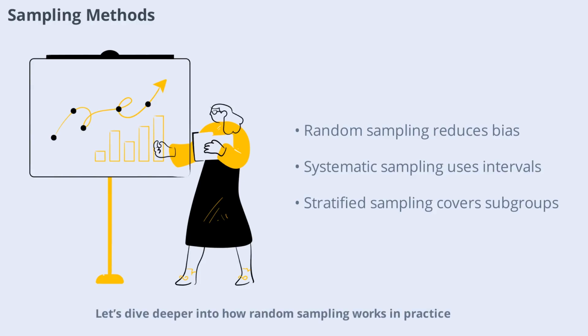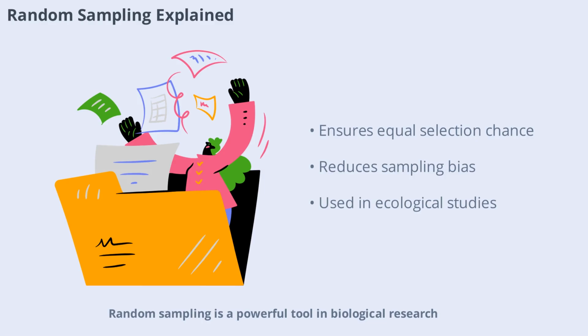Let's dive deeper into how random sampling works in practice. Random sampling is a powerful tool in biological research. By giving every individual in a population an equal chance of selection, researchers can avoid unintentional bias. This technique is often used in ecological studies, such as estimating the number of fish in a lake or the diversity of plants in a meadow. Tools like random number generators or grid systems help ensure true randomness. The resulting data is more likely to reflect the true characteristics of the population.